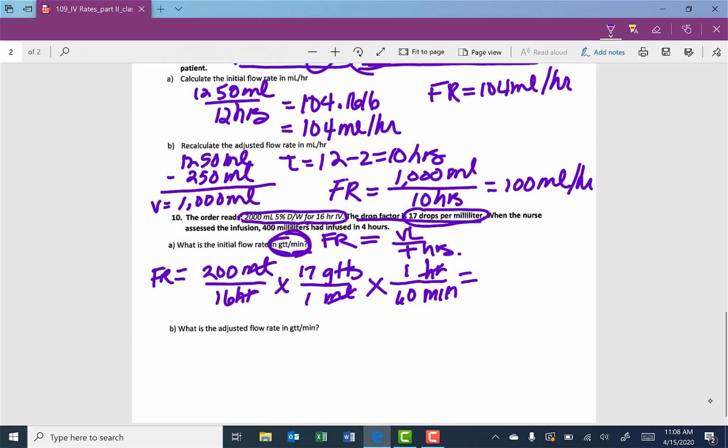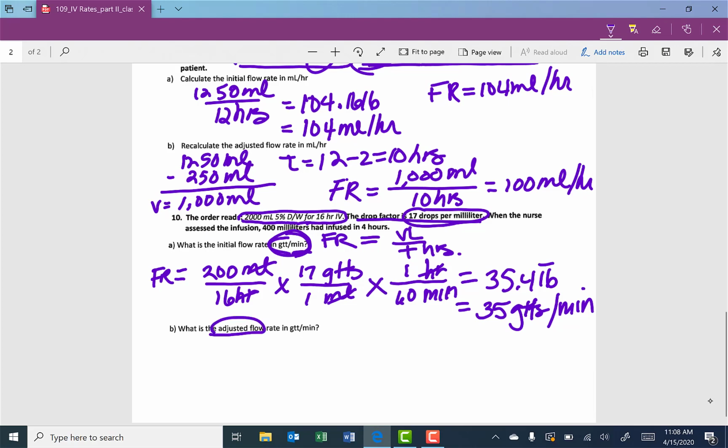So it's not unusual to have 3 steps to the dimensional analysis. Now you simply multiply across and then divide by 16 times 60, and you should get 35.416, which rounded to the nearest whole is 35 drops per minute. That's the flow rate. Now, what is the adjusted flow rate? Whenever you see adjusted flow rate, it means later when you go check it.